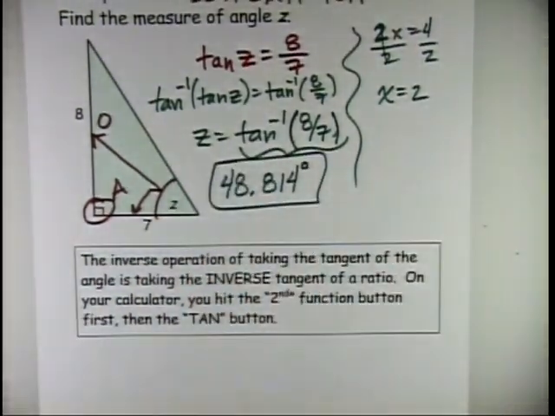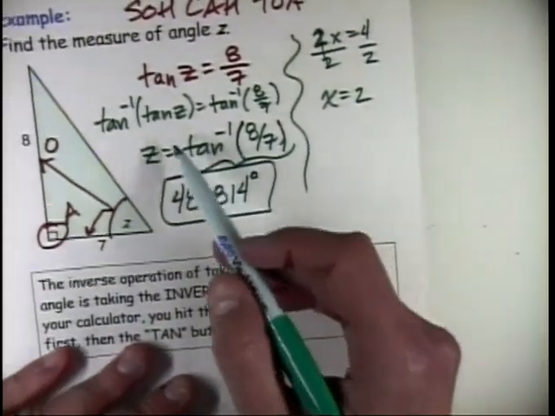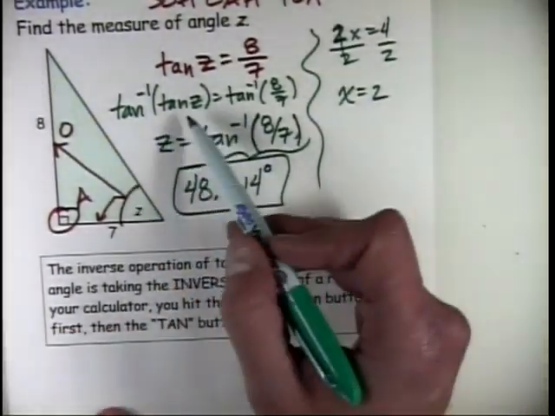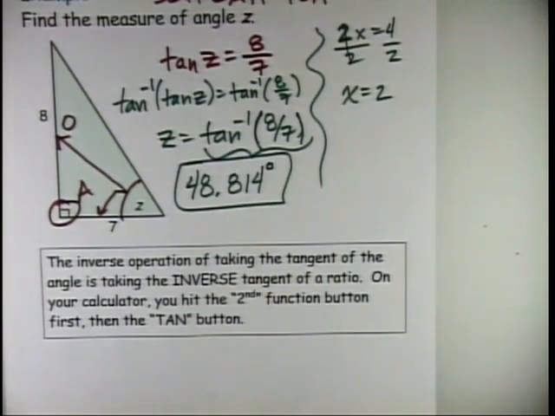So inverse trig functions. The inverse operation of taking the sine would be the inverse sine. Taking the cosine, the inverse would be the inverse cosine, which is your second command key on your calculator. Get used to it, get comfortable with it.